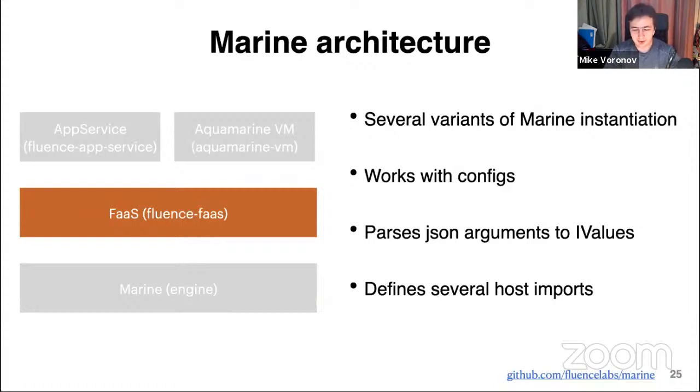The second layer is called FAS, but basically it's called FAS only because we haven't got a better idea at the moment of developing. So it's just a second layer. It suits working with configs, parsing some JSON. Actually, it maps IValues to JSON and vice versa. It contains a lot of constructors to support several variants of Marine creation. It defines a handy host import that we will also see on the next slides.